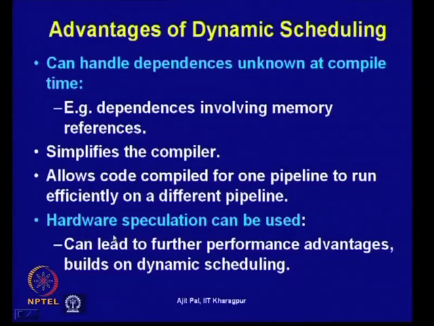And another approach which I shall discuss later on, hardware speculation, which is used in modern processors, can be used in dynamic instruction scheduling, which cannot be done in static instruction scheduling. This hardware speculation is used to improve the performance of the processor, and this can lead to further performance advantages built on dynamic scheduling. That means, later on when I discuss hardware speculation, we shall see that it cannot be based on static instruction scheduling. It builds on dynamic instruction scheduling.